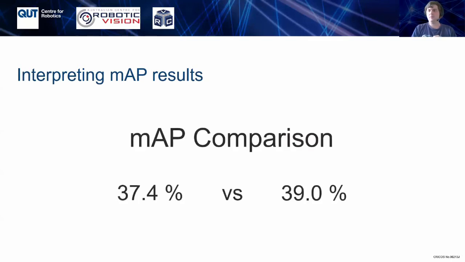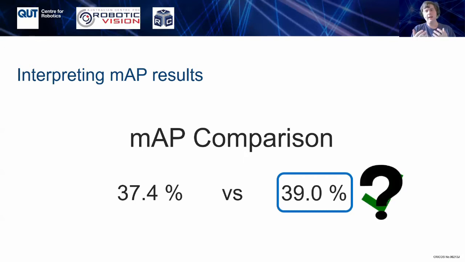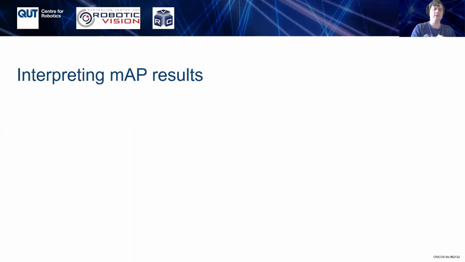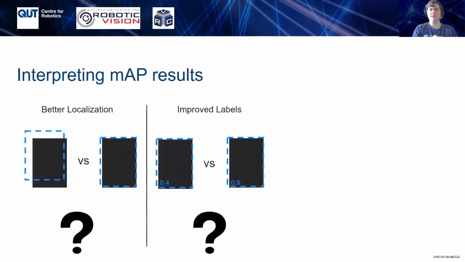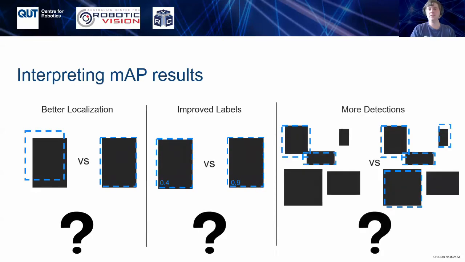So for instance, if we were to compare two mAP scores, we can easily see that yes, this is the better system, but the question becomes, how is it the better system? Has it got better localization? Does it have improved label scores? Has it got more detections? It's a bit hard to tell.